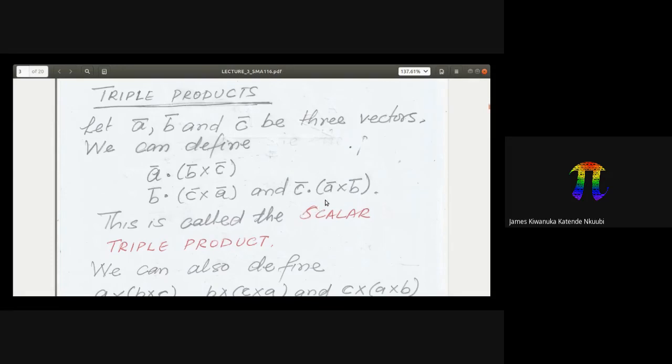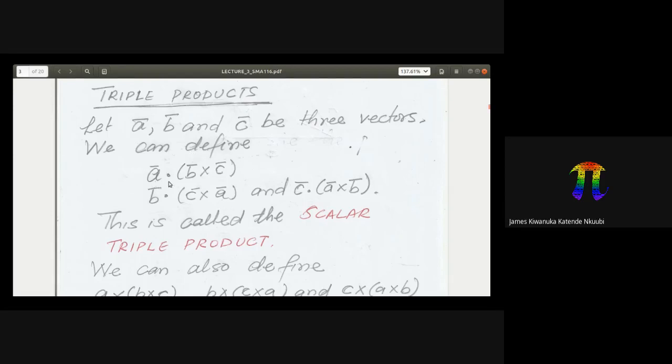We've had two types of products. At some point, we have defined the scalar product or the dot product, which involves only two vectors. And then we have also defined the cross product for two vectors. So we want to consider the cases where the products involve more than two vectors.